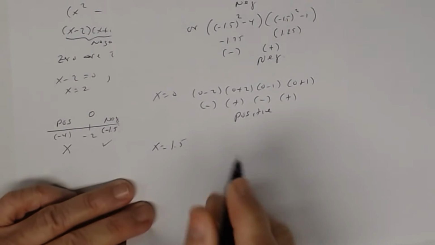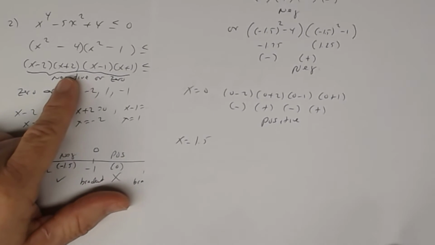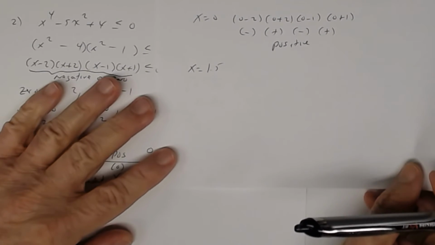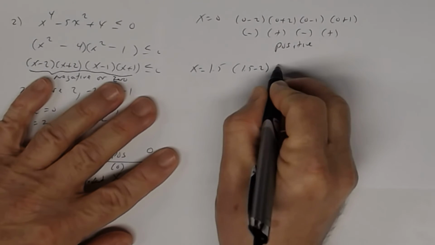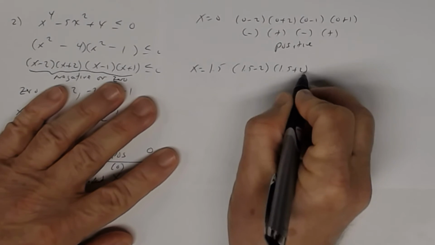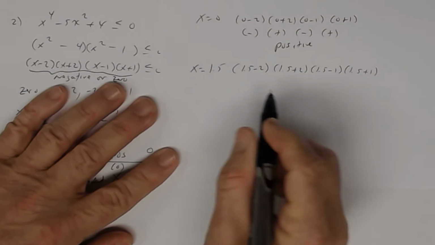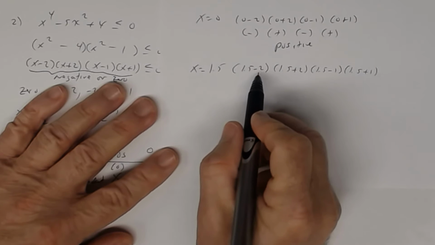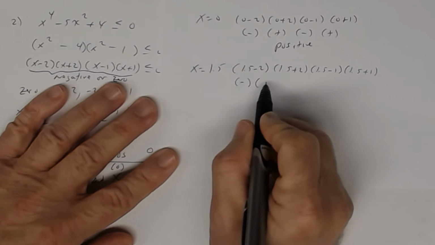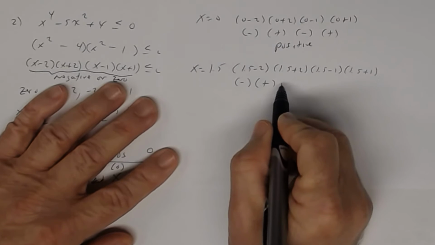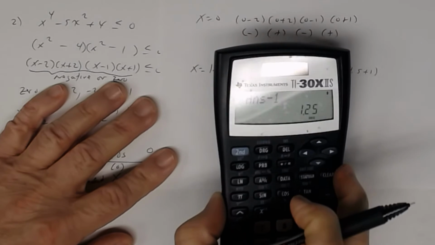So at test point 1.5 now, and again, I'm going to just use the factored form here. If x is 1.5, we're going to get 1.5 minus 2, 1.5 plus 2, 1.5 minus 1, 1.5 plus 1. And so 1.5 minus 2 is negative, it's actually negative 0.5. 1.5 plus 2 is positive, that's 3.5. So again, if you can't do this in your head very quickly, use your calculator.